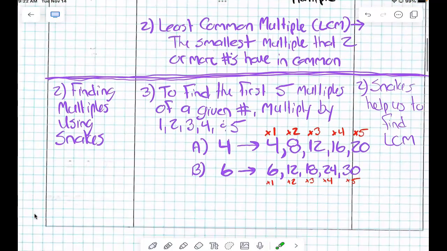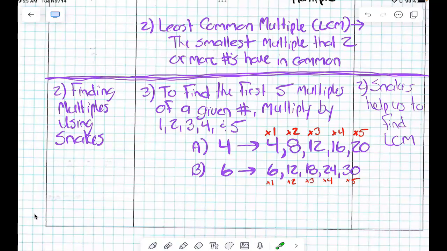Nice job. To find the first 5 multiples of a given number, what are we going to use? What's this called? Snake. So if I give you the number 4, what is the first multiple of 4? 4, because what do you multiply by? 1. The second multiple of 4? Because you multiply by 2. The third multiple of 4? Because you multiply by 3. So you just multiply by 1, 2, 3, 4, 5. That gives you whatever that multiple is, yes?